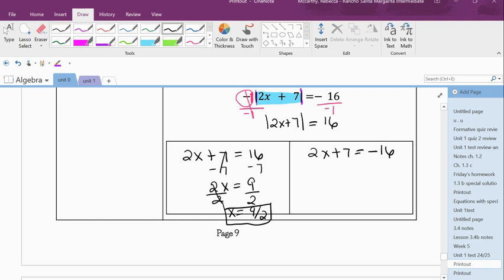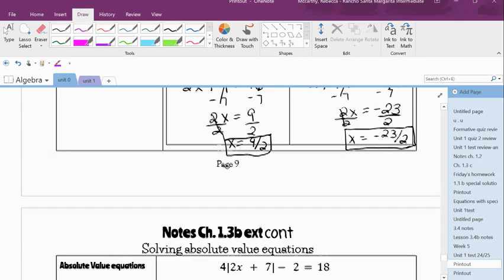Improper is fine. And my negative case, I'm going to subtract 7 from both sides, and I get 2x is equal to negative 23. Divide by 2, and I get x is equal to negative 23/2, and that's totally acceptable. It's already simplified. Improper is totally fine.